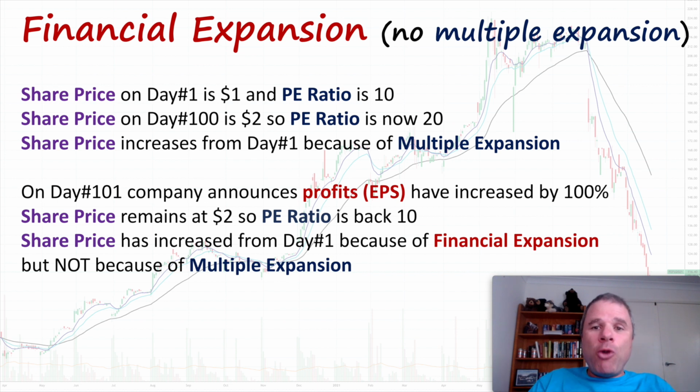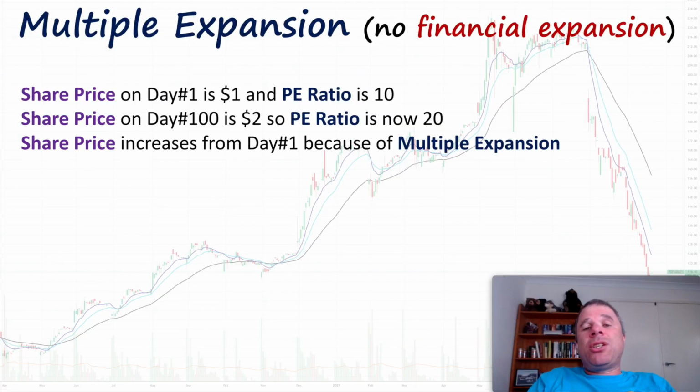So there has been no multiple expansion when you take into account the financial growth in this company. So the share price increase from day 1 to day 101 has been because of financial expansion, but there has been no multiple expansion whatsoever.